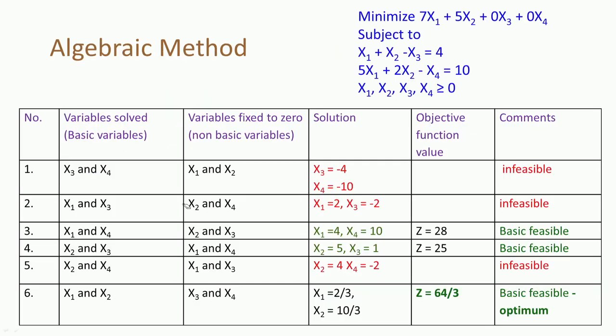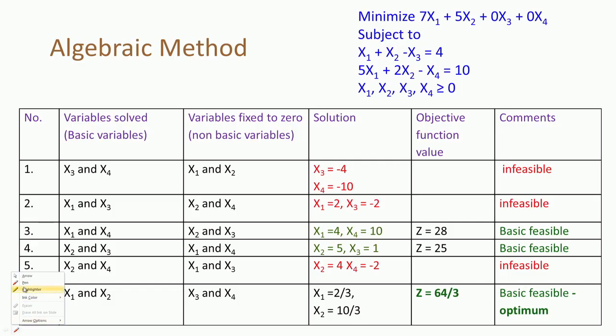Now the linear programming problem that we have to solve is to minimize 7x1 plus 5x2 plus 0x3 plus 0x4 subject to the two constraints and non-negativity. Since we have 4 variables and 2 equations, we can only solve for 2 variables at a time, and these 2 variables from 4 given variables can be chosen in 4C2 or 6 ways.